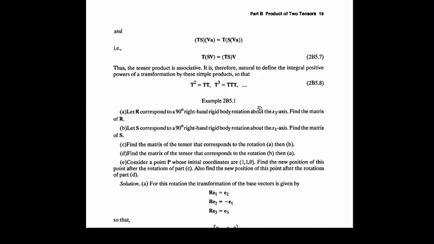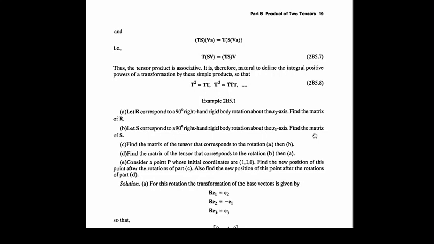Now the example. In this example we will discuss the product of two tensors. Suppose that R corresponds to a 90-degree right-handed rigid body rotation about x3 axis. Find the matrix of R. Now this is the example 2b 2.3. In 2b 2.3 it is written that R corresponds to a right hand rotation of rigid body about x3 axis by an angle theta. Find the matrix of R. Here we have 90 degree instead of theta.